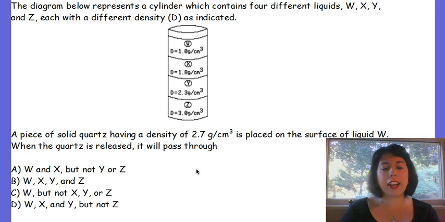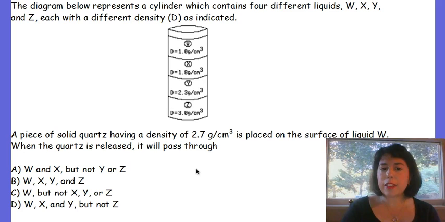The answer to this problem is actually going to be D. It's going to pass through W, X, and Y, but not Z. The reason is because the density of the quartz is 2.7 grams per cubic centimeter. While W has a density of 1 gram per cubic centimeter, X has a density of 1.8 grams per cubic centimeter, and Y has a density of 2.3 grams per cubic centimeter. So the atoms in W, X, and Y are spread out more. They're much less dense. They're going to float or allow the quartz to pass through.